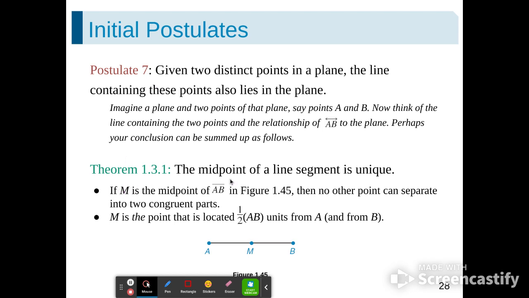Then we have theorem 1.31, which we're interested in for the first time. The midpoint of a line segment is unique. And so we can then apply that. That wraps up the different postulates that we're going to start off with for section 1.3.